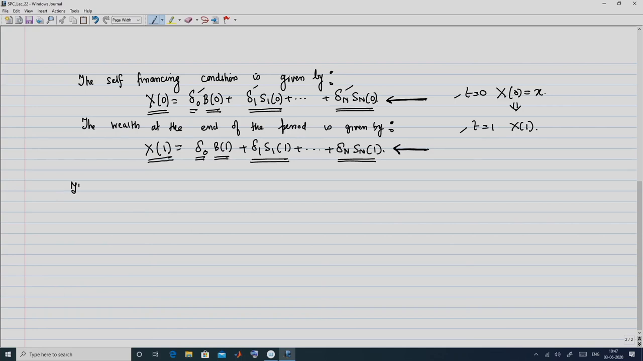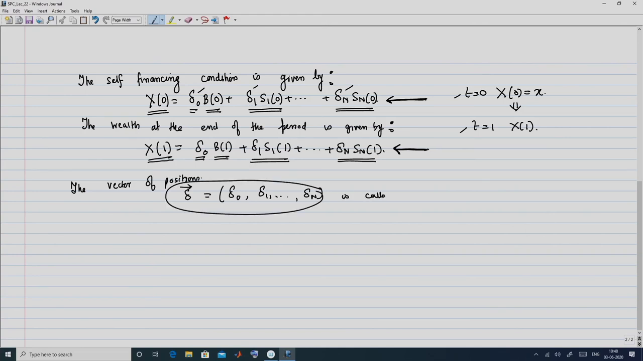Okay, so now what we introduce is a notation to club together delta naught, delta 1 all the way to delta n, and we call this vector delta. So, this is the vector of positions delta as given here. This is called the trading strategy.